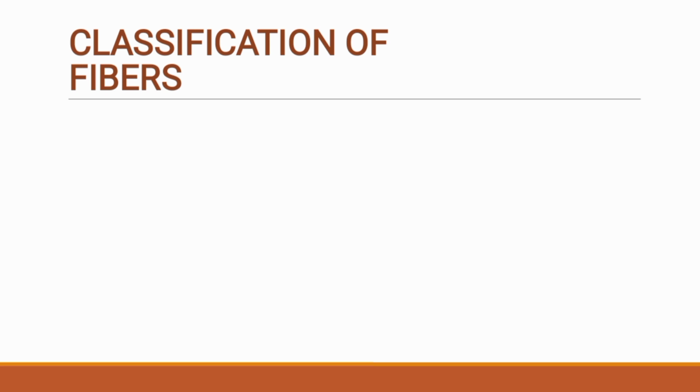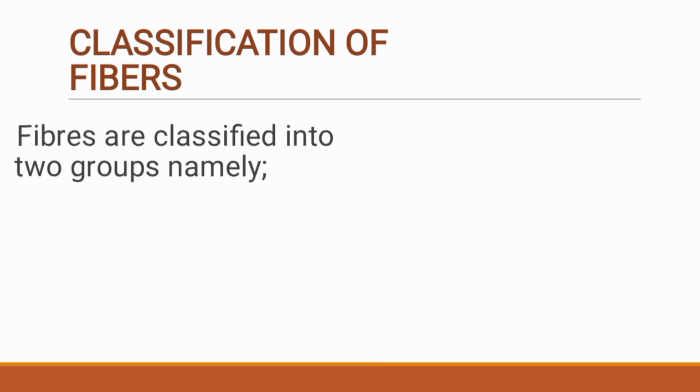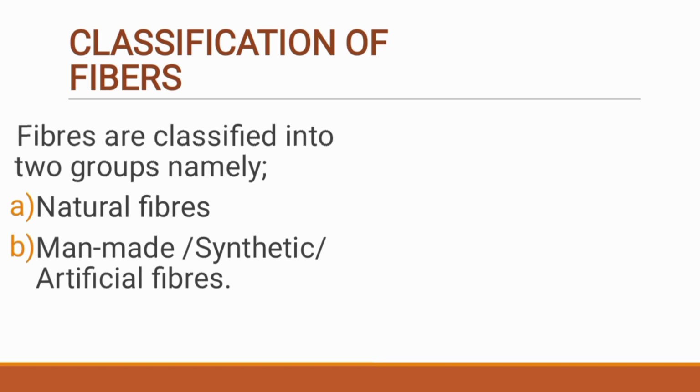Classification of fibers. We already said that fibers is the hair-like strand used in the production of yarn and fabric. So now let's talk on the classification of these fibers. Fibers are classified into two groups, namely we have the natural fibers and also man-made, artificial or synthetic fibers. These are the two groups in which fibers are classified: the one that is gotten naturally and the one that we, man, as human, we produce.